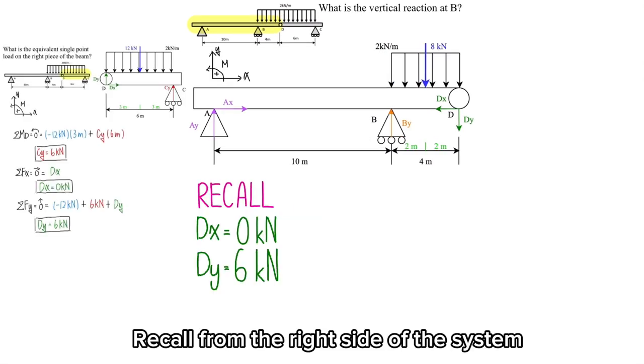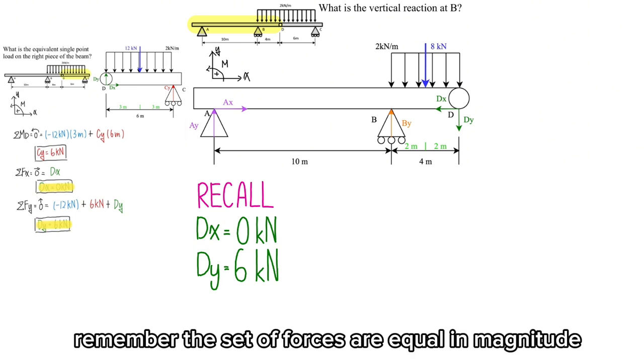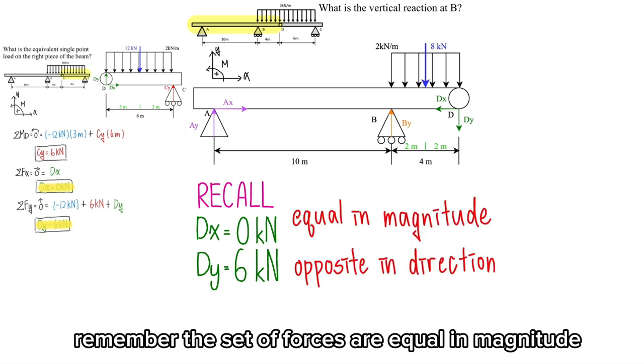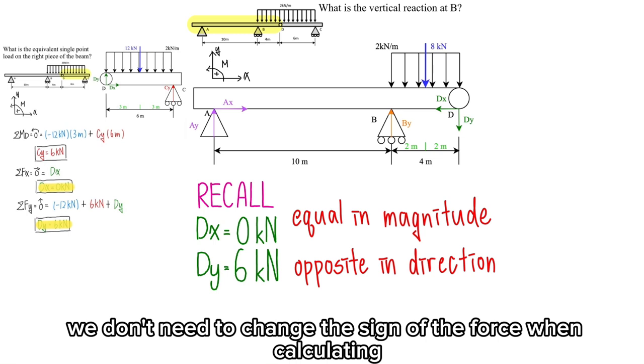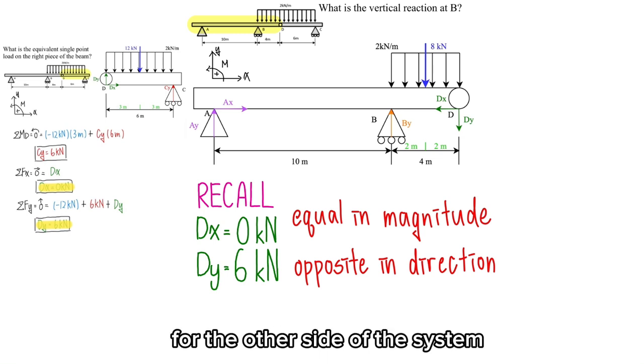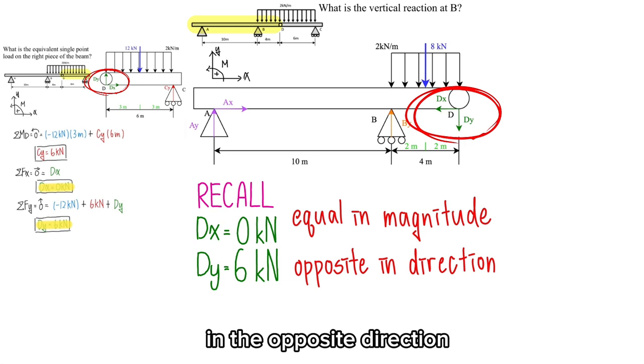Recall from the right side of the system, we have found Dx equals 0 kilonewtons and Dy equals 6 kilonewtons. Remember, the set of forces are equal in magnitude but opposite in direction. So we don't need to change the sign of the force when calculating for the other side of the system, because we already drew the force on the diagram in the opposite direction.